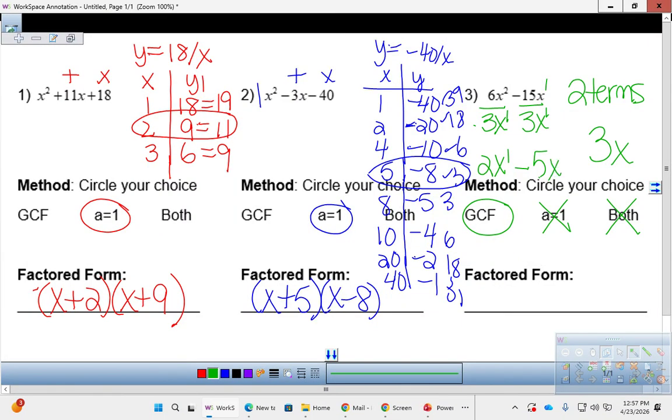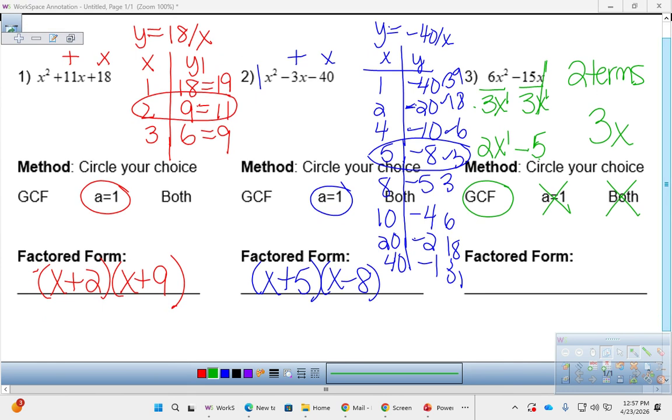We keep the base and we subtract the exponents. 1 minus 1 is 0. And I'm not going to write x to the 0 because that just means there aren't any x's there. So in other words, x to the first over x to the first just cancels out the x's. So when I divide this out, I get 2x minus 5.